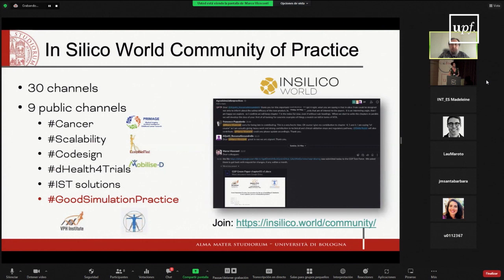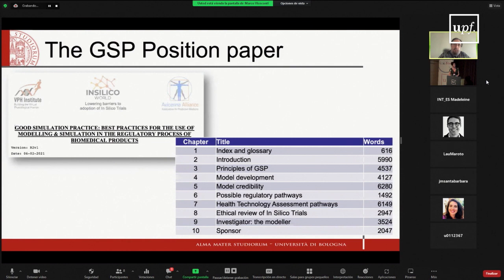There are a number of challenges that discuss all relevant topics related to in silico medicine, but one particularly important is the one where we are driving the so-called good simulation practice. This is a position paper that we are developing with the contribution of more than 100 experts. And we hope it will provide a sort of baseline for the good practice when you want to use a computer model to support evidence in a regulatory process for medical devices, but also for medicinal products.